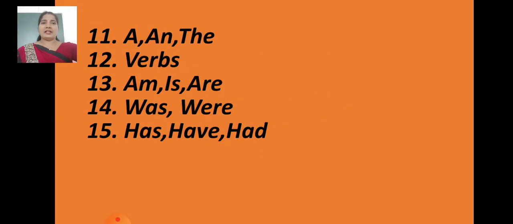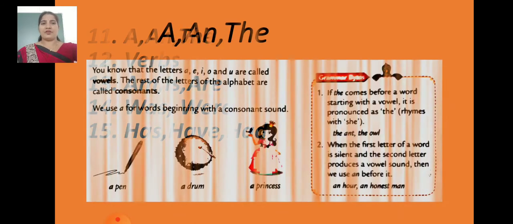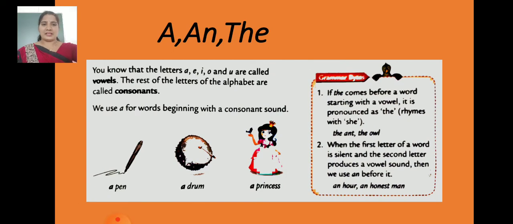Yes children, lesson number 11 is a, an and the. 12 is verbs, 13 is am, is, are, 14 is was, were, 15 is has, have and had. So let's start from the first, the 11th lesson, that is a, an and the. See children, you know that the letters A, E, I, O, U are called vowels. The rest of the letters of the alphabet are consonants.